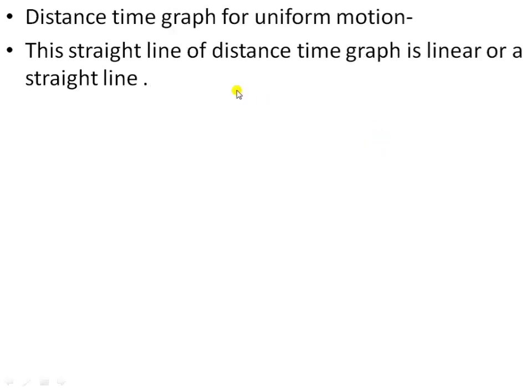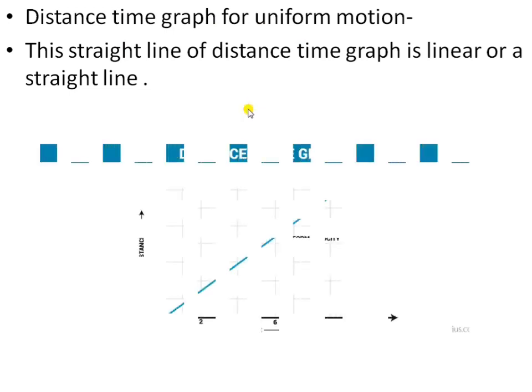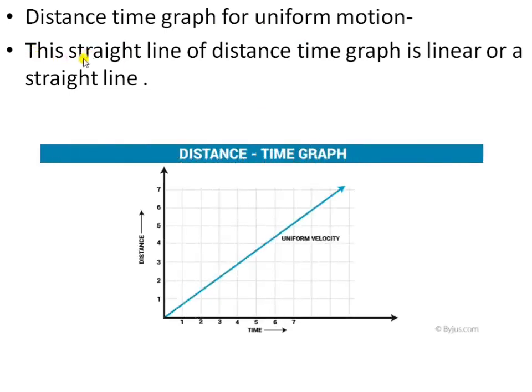Next is about the distance time graph for uniform motion. The distance time graph for uniform motion is a linear or straight line. When an object is travelling in uniform motion, it moves with a constant or uniform speed. The object covers equal distance in equal intervals of time.